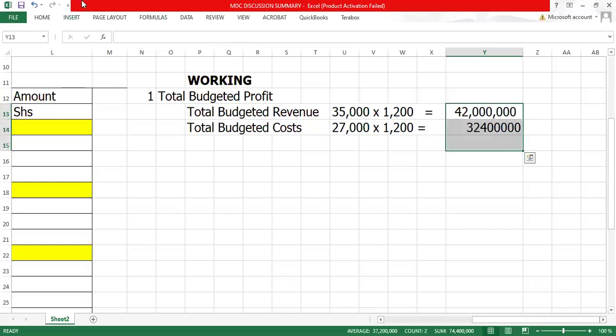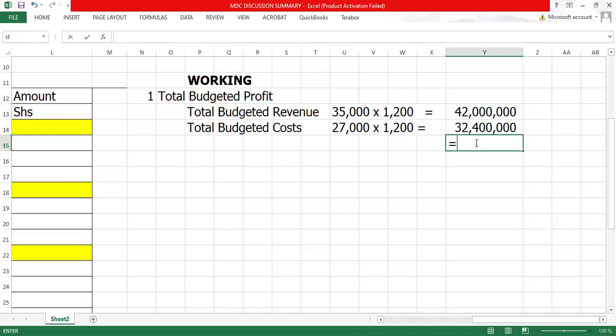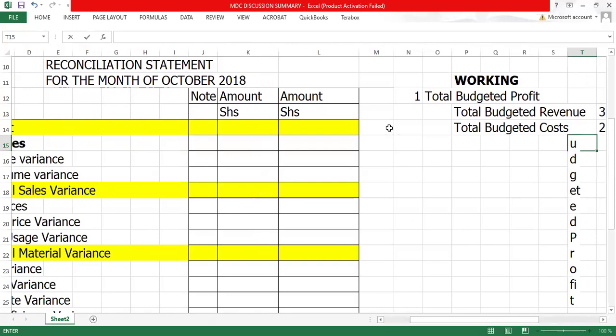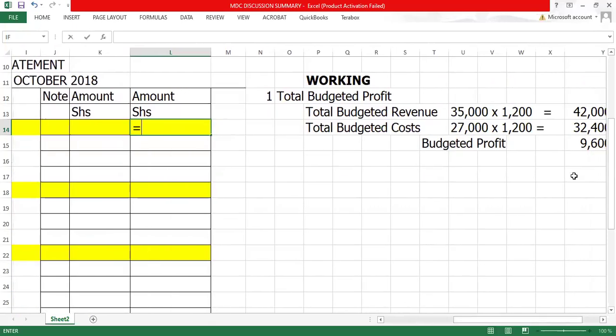So to get your budgeted profit, I subtract. My budgeted profit will be this one minus this one. You have your budgeted profit here. Put it in your template there. Okay, we are done with that.